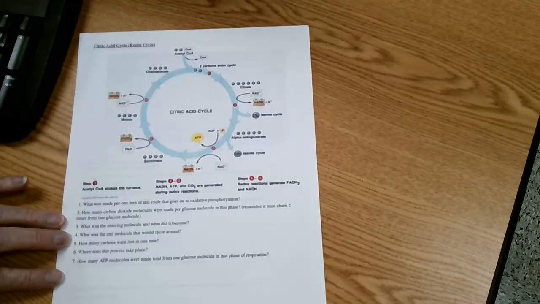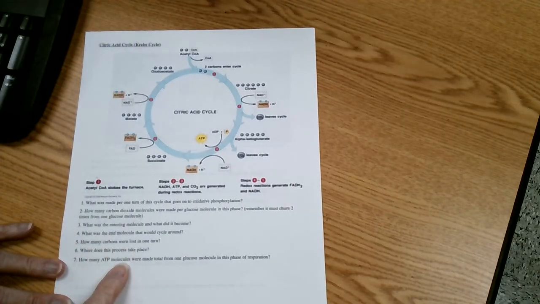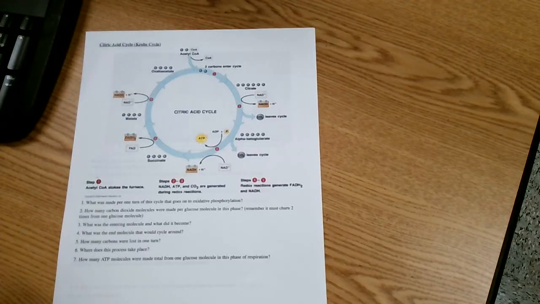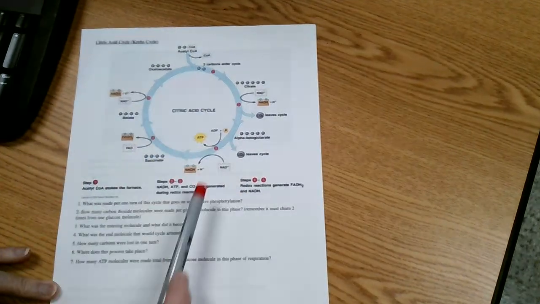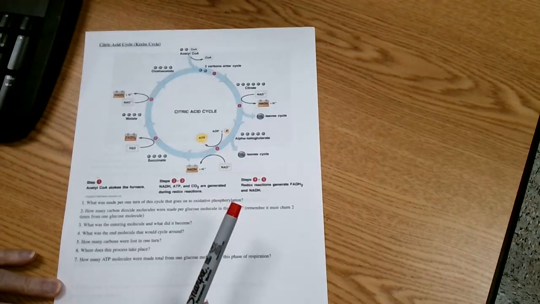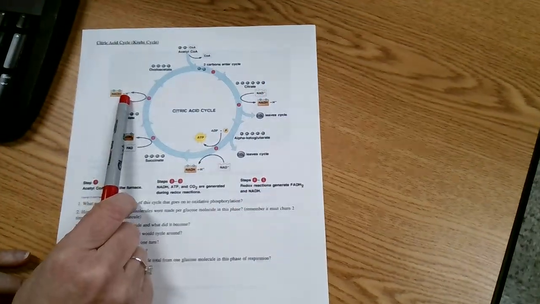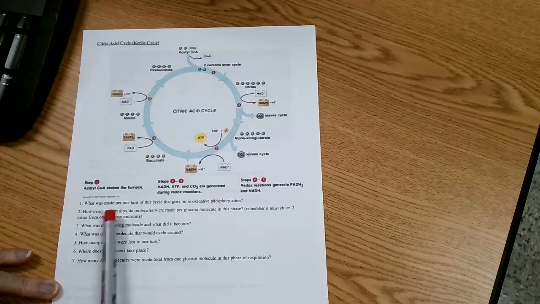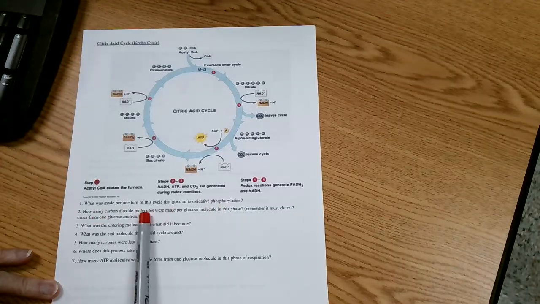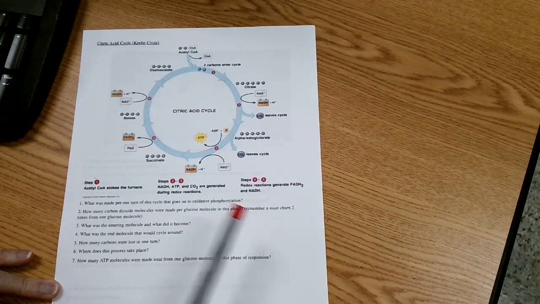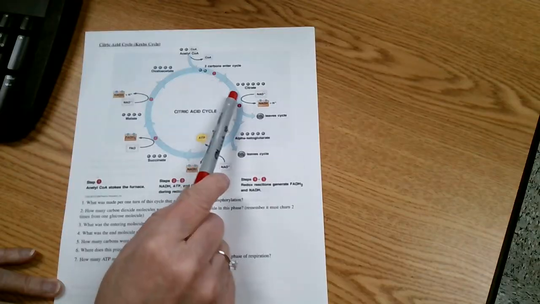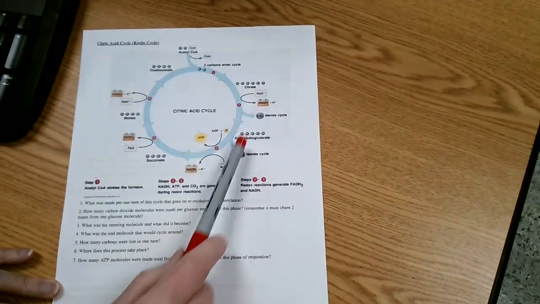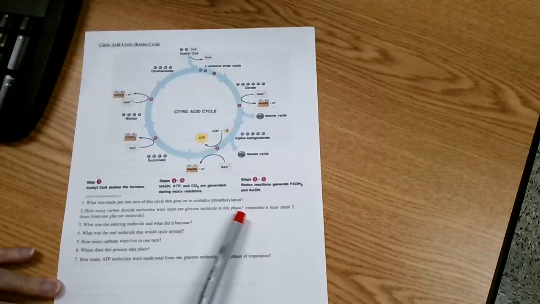All right, so let's sum up, and we're going to sum up answering these questions, and then we'll probably end this little video of mine, go on to one more video of Mrs. Horner's, and then you'll watch one more final video. So what was made per 1 turn of the cycle that goes on to oxidative phosphorylation? That's the last cycle. Well, 1 turn gave you 1, 2, 3 NADs and 1 FAD, 1 turn. How many carbon dioxide molecules were made per glucose molecule? So again, remember this has to happen twice because there were 2 acetyls coming from that original glucose. So 2 turns, that would be 4 molecules, okay?